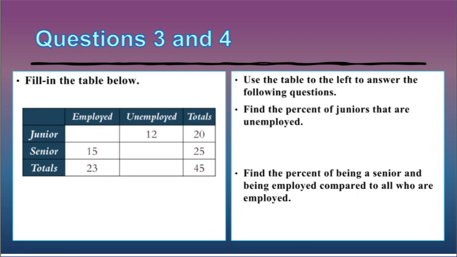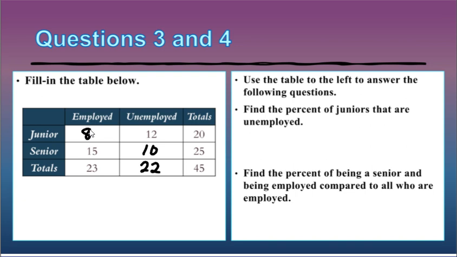Question 3, fill in the table below. So this is a two-way frequency table. So the first two columns, if you add employed and unemployed, that's going to give you the total on the right-hand side. So to find the employed juniors, I would take 20 minus 12, which will give me 8. And I know that 8 plus 15 will give me 23, going down. Now going across the middle two boxes, I have 25 minus 15, that would give me 10. And then I can add straight down, and this gives me 22.